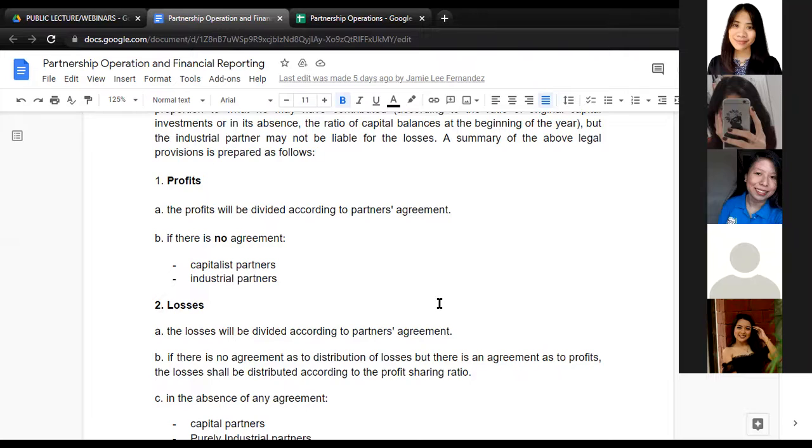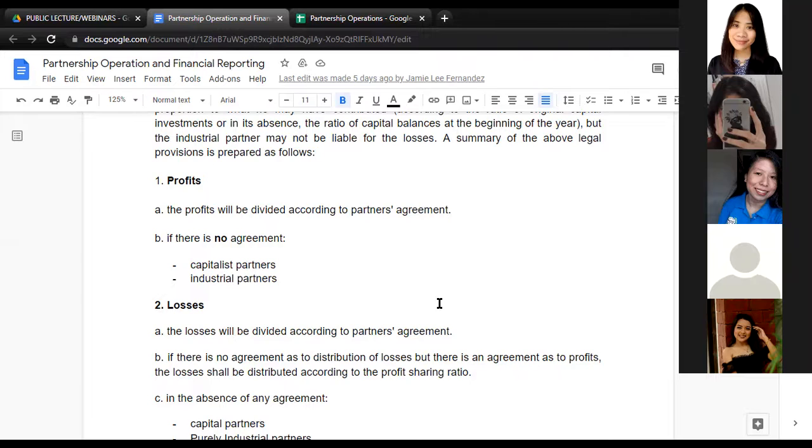For example, yung capital contribution is 100,000. For 40K kay partner A, 40K kay partner B, 20K kay partner C. Kapag walang usapan sa distribution ng profit, magbe-base yun sa capital contribution. So, kapag may profit ang partnership, magiging 40% ng kita ang mapupunta kay A, 40% mapupunta kay B, at 20% ang mapupunta kay C.